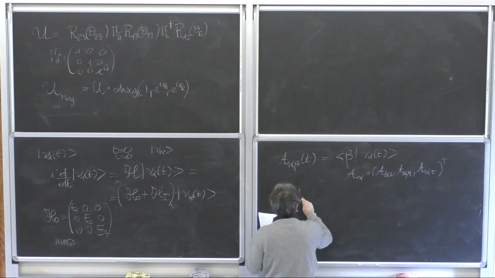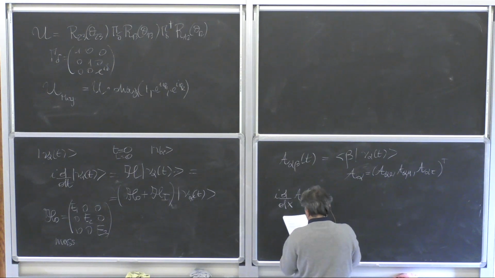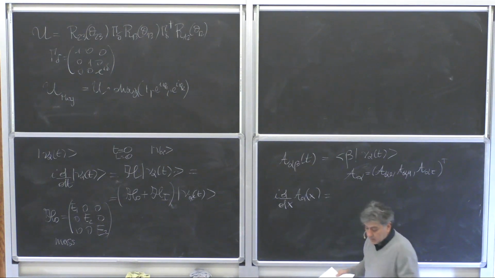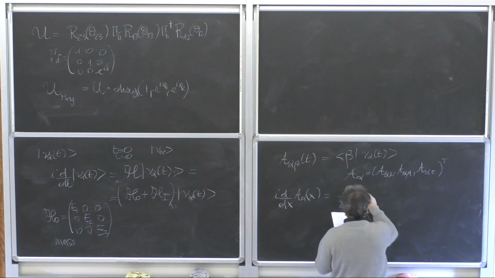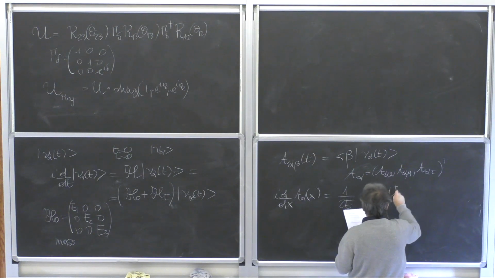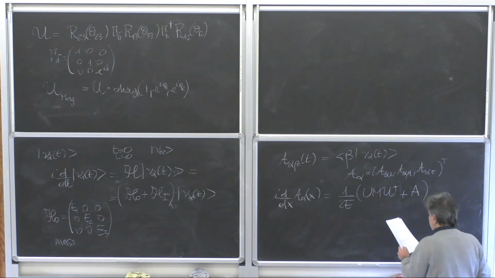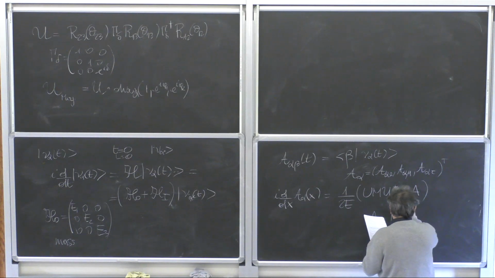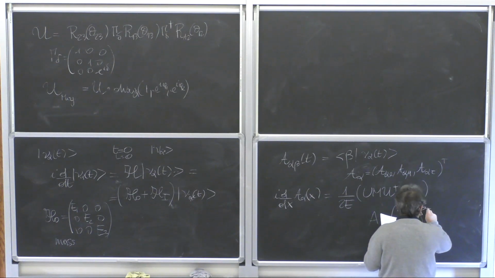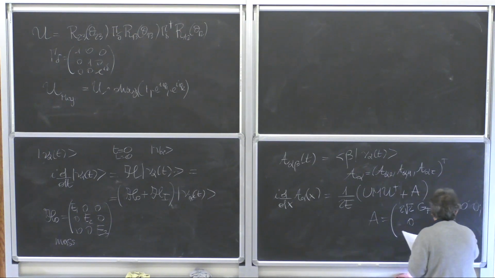The evolution equation for ψ_α is, let's see, the final result is i d/dx ψ_α = (1/2E U M² U† + A) ψ_α, plus a matrix A that we define as 2 square root of 2 G_F E times N_e in the first entry, and zeros in all the other entries.